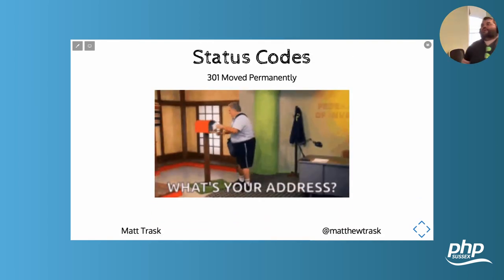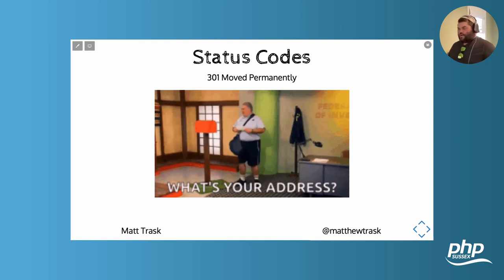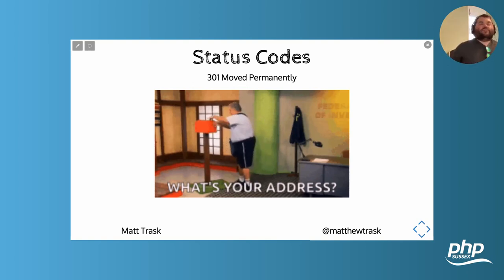301 moved permanently. This is one you'll hear a lot with SEO. Let's say you move your API from elephants.com/API to api.elephants.com/resource. If you request that /API/resource, I might say, hey, it's been moved. So I'm going to tell you, you need to go over to api.elephants.com/API.